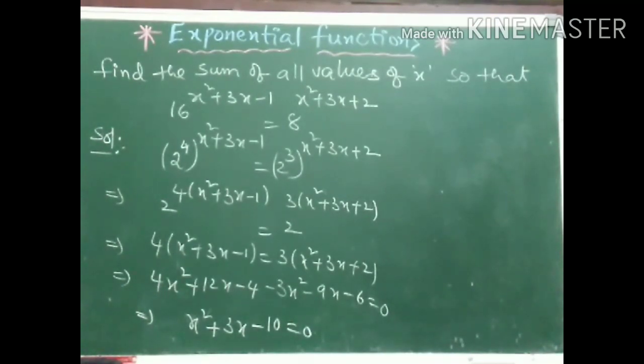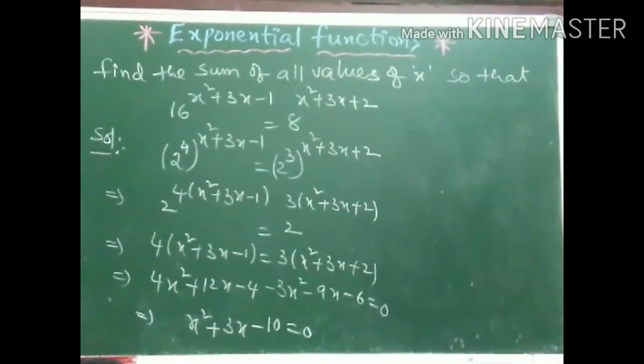Coming to the next question. Find the sum of all values of x so that 16 to the power of (x square plus 3x minus 1) is equal to 8 to the power of (x square plus 3x plus 2).